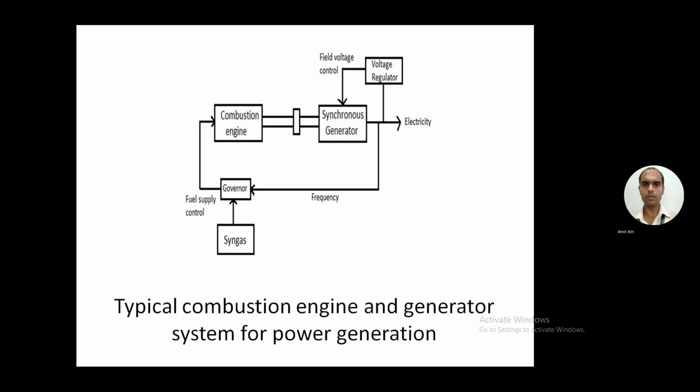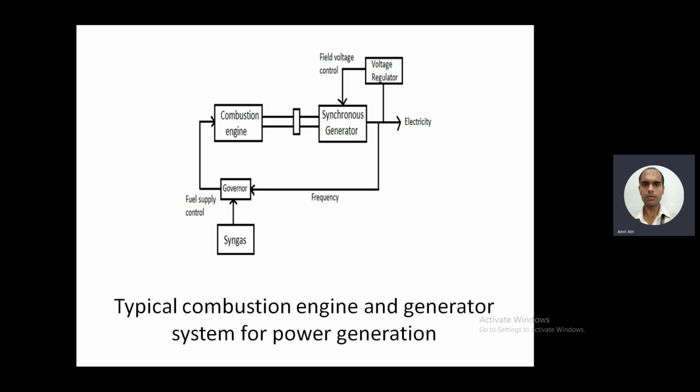the synchronous generator. Along with the generator and the combustion engine, there is a voltage regulator and a governor. So why do we use both of these components? The voltage regulator controls the field excitation of the synchronous generator, because it directly controls the output voltage. So whatever voltage we get from the generated electricity is controlled using the voltage regulator. Another thing shown here is a speed governor.